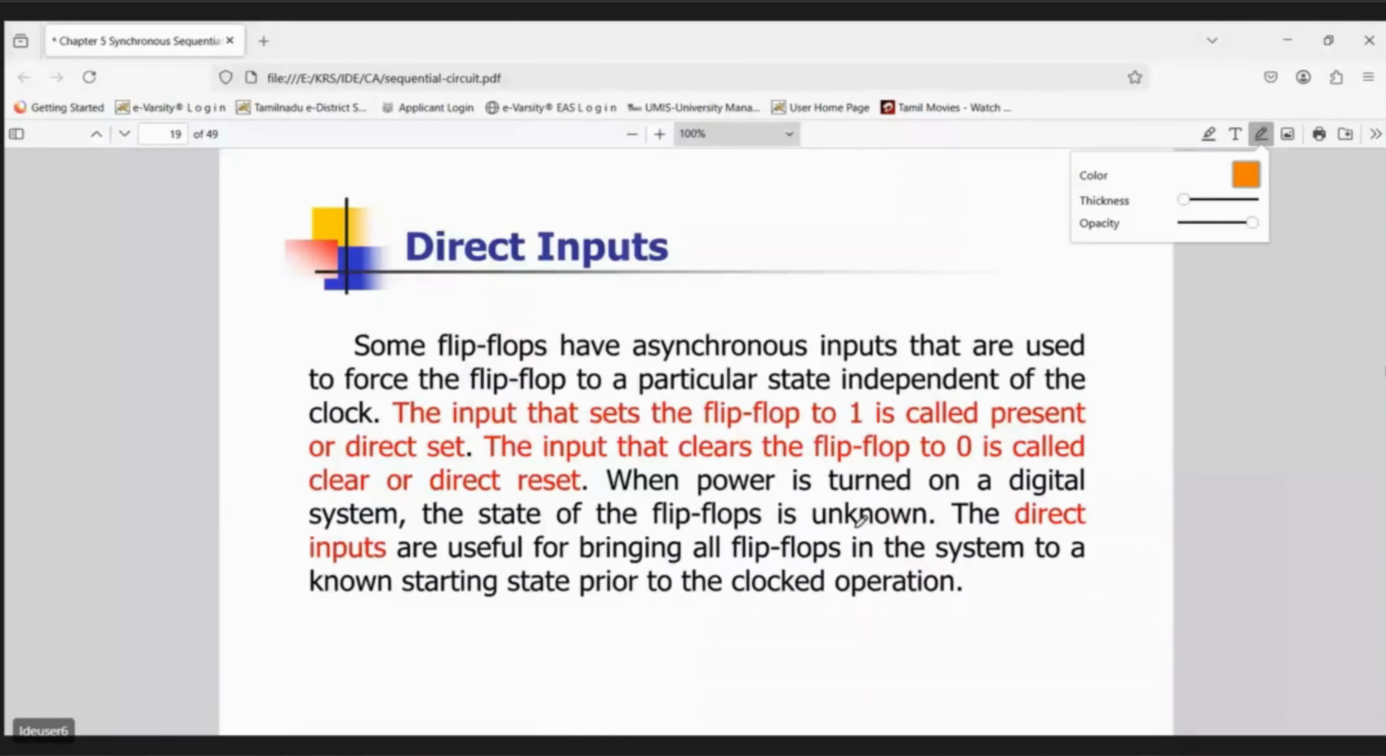Some flip-flops have asynchronous inputs that are used to force the flip-flop to a particular state independent of the clock. The input that sets the flip-flop to 1 is called preset or direct set. The input that clears the flip-flop to 0 is called clear or direct reset. When power is turned on in the digital system, the state of the flip-flop is unknown. The direct inputs are useful for bringing all flip-flops in the system to a known starting state prior to clocked operation.